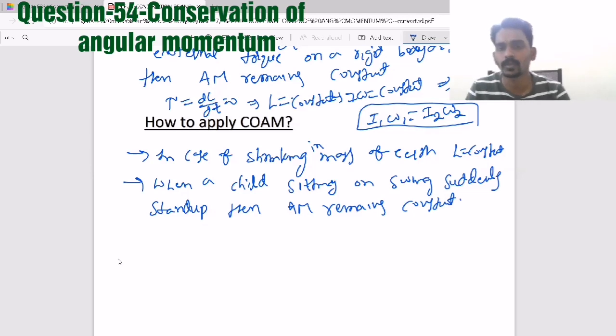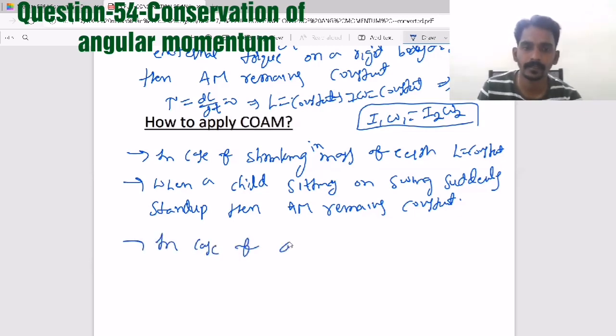No one is applying any force. He is just standing. While he is swinging, he is moving in rotational motion. There is some moment of inertia and some angular velocity. But when he suddenly changes his position with respect to the reference axis, his moment of inertia changes. As his moment of inertia changes, omega also changes accordingly. Before standing, I1 omega 1; after standing, I2 omega 2; but I1 omega 1 must equal I2 omega 2. That is, angular momentum remains constant.